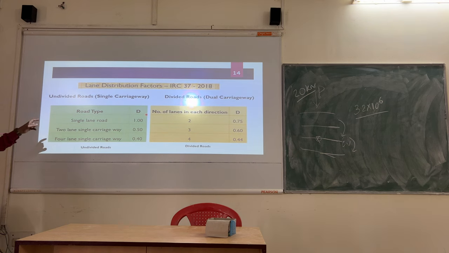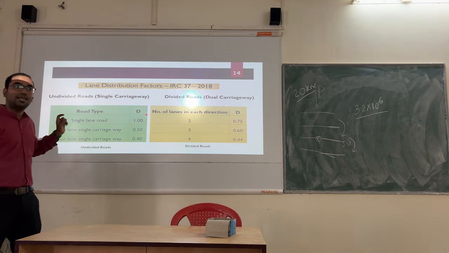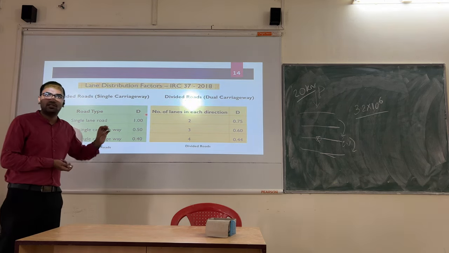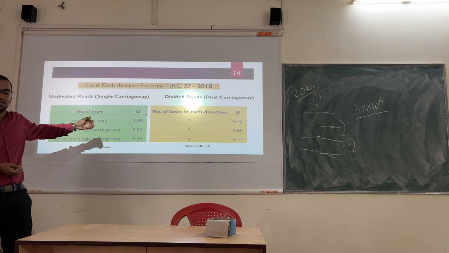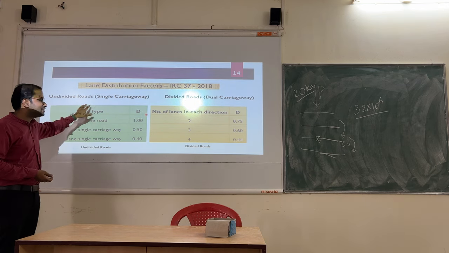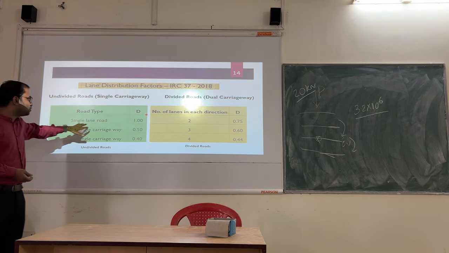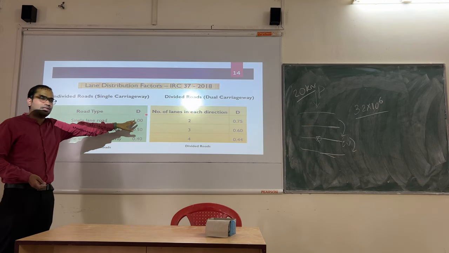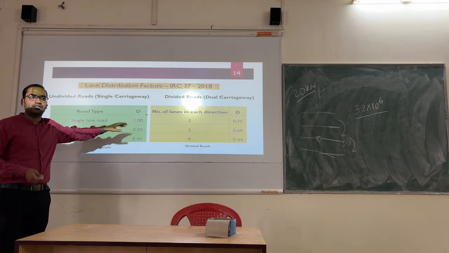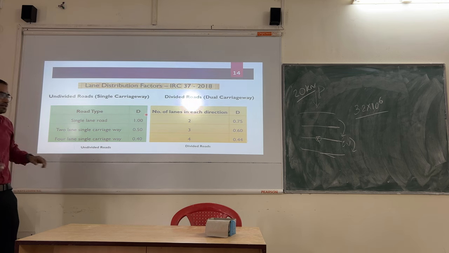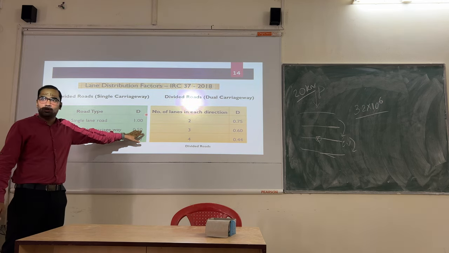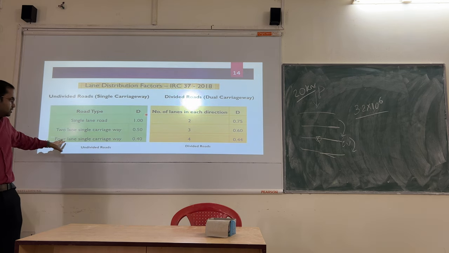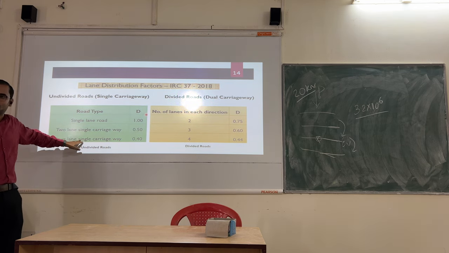And this is the important parameter I have told you, the lane distribution factor. So in this way, you can remember your lane distribution factor. In the IRC code, it is in sentence form that whenever there is a single carriageway road, for a single lane road the factor is 1, considering traffic in both directions. For a two lane single carriageway, it is 0.50 of the traffic in both directions, and 0.40 for the both directions.